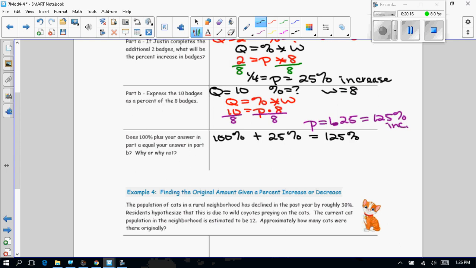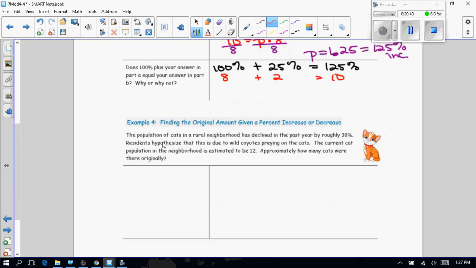Well, what is 100%? 100% was, a minute ago at the very top, the whole, right? Was 8. And the 25%, that was 2 more. And 8 plus 2 is 10. So it does make sense. This all works. So the 125% increase is just the 25% more that he's getting plus the 100% that he had to begin with. All right, example 4.